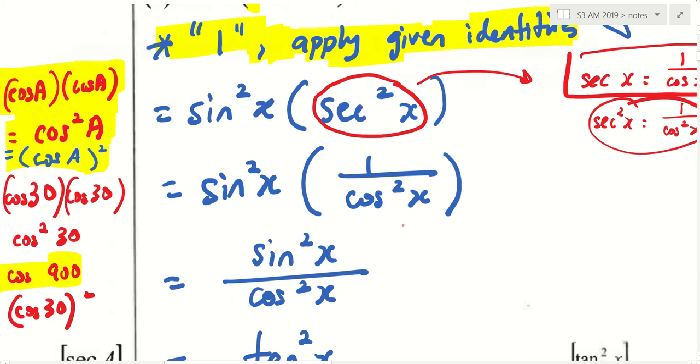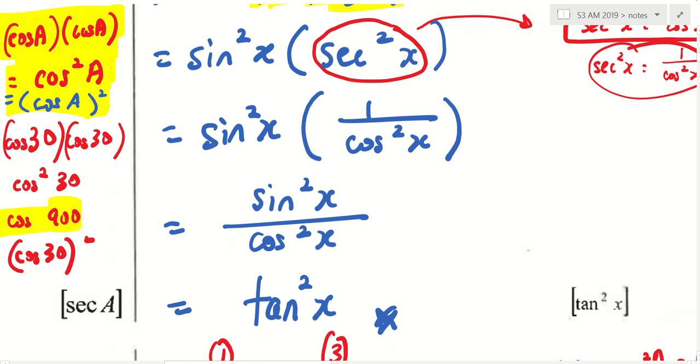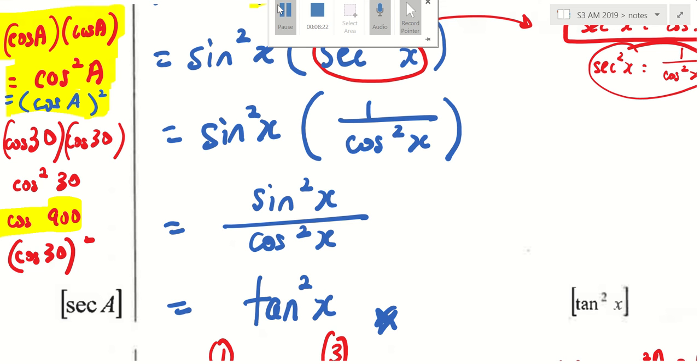Okay, then you try the third one. How do you know sine square over cosine square is tangent? You have to remember, which is here, which is tangent square x, because here got square. But if the one has no square, then cannot. So let me give you an example.